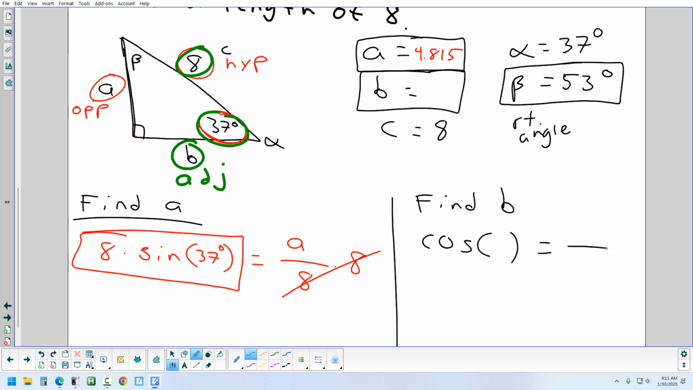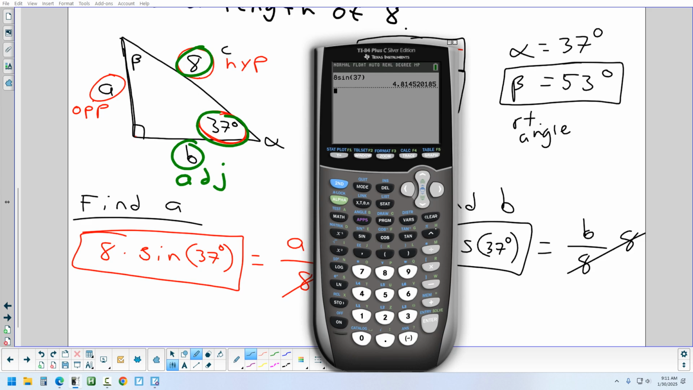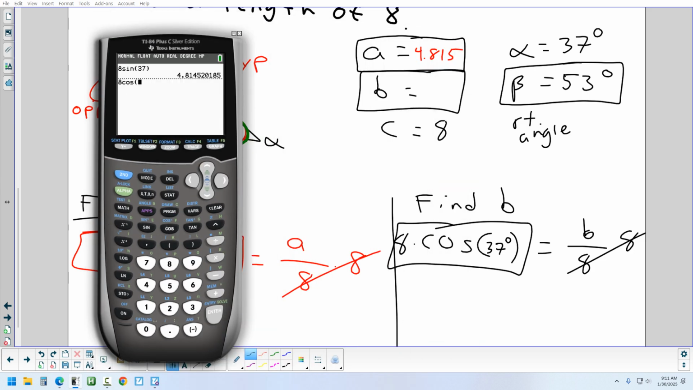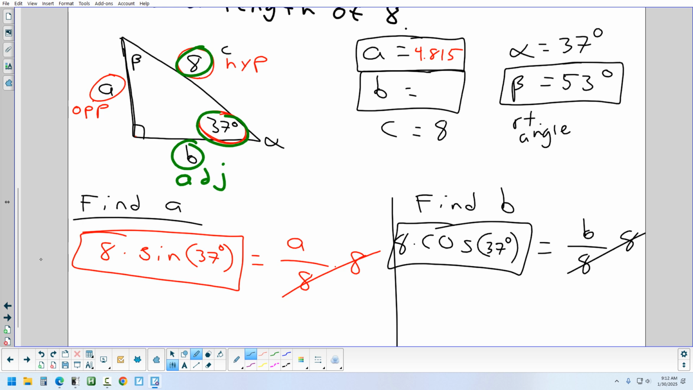Okay, so it's the cosine of your angle equals adjacent over hypotenuse. B divided by 8. Multiply each side by 8. And there you go. That's how you find B. So it's 8 cosine 37. So 6.389.